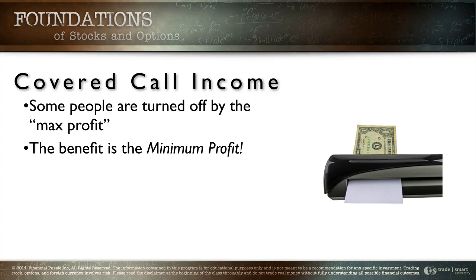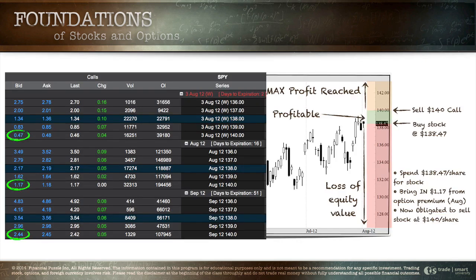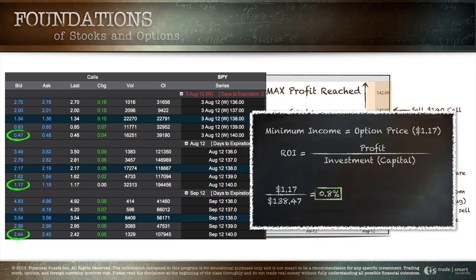You ready for this? Watch this. So remember, we sold the 140 call, having bought the stock at 138. We got the premium of $1.17. We've got a minimum profit of $1.17 per share. That's 0.8% in 16 days. It didn't take us a year, 16 days.